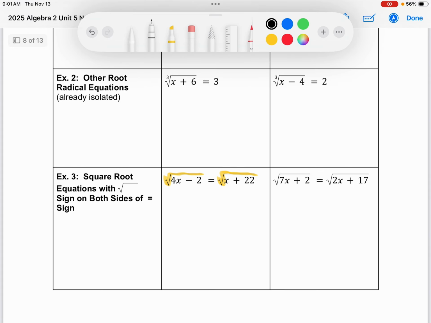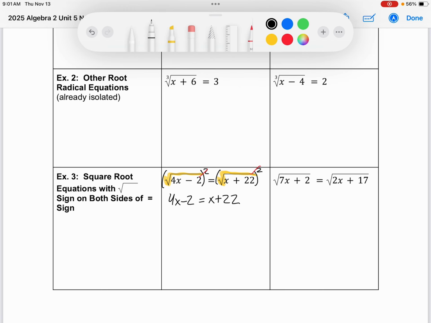If we were going to eliminate the radical on the left side, we would do that by squaring both sides of the equation in order to eliminate that radical. But if we square both sides of the equation, that's also going to eliminate the square root on the right side of the equation, right? We have the square root of x plus 22. That's going to cancel out if we square it. So that leaves me with these radicals canceled out, giving me just 4x minus 2 equals x plus 22.